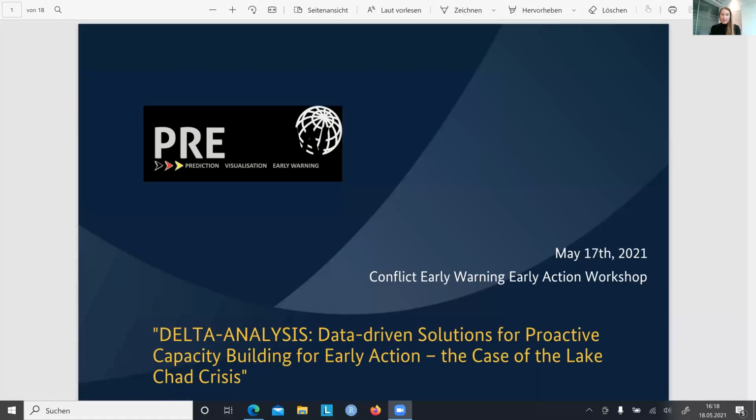And so for today, we are presenting to you a new tool that we are developing here, the delta analysis. You can see it here. So basically it already says in the title, the main goal is to build capacities for early action. And we are doing this using the first pilot study, the Lake Chad crisis.